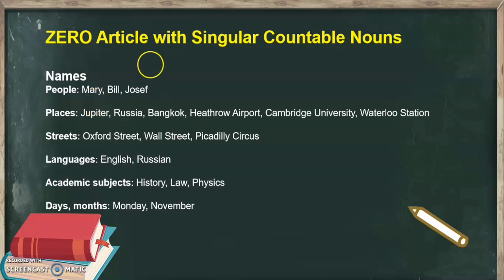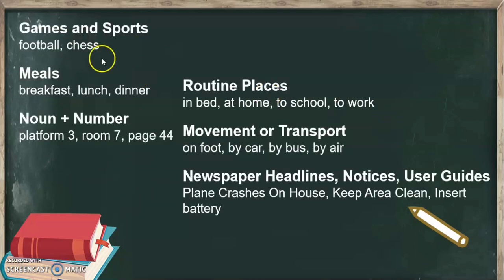For the names of places, we also don't use the articles a, the, and an. Streets, languages, like I said. Okay, you can pause this video, read all of these, try to learn them, memorize them, learn them later on.